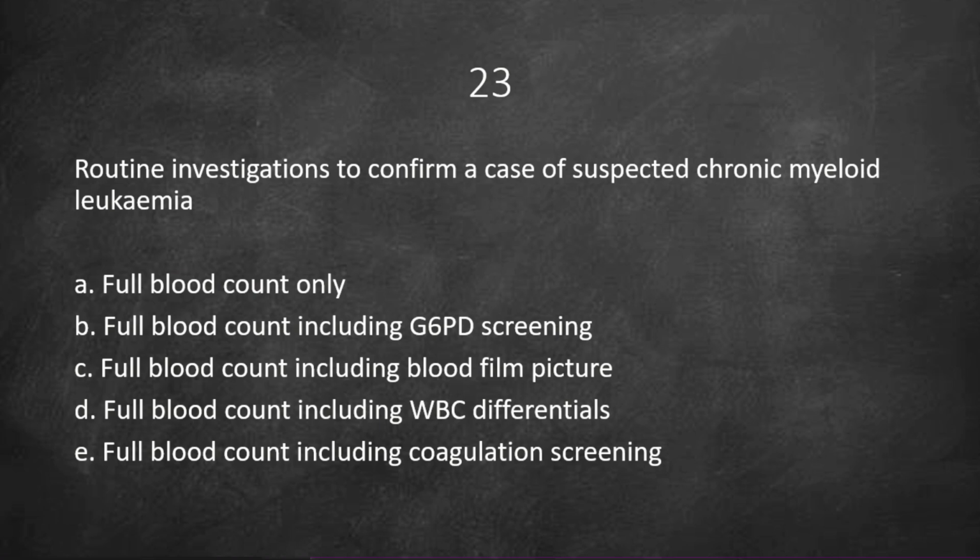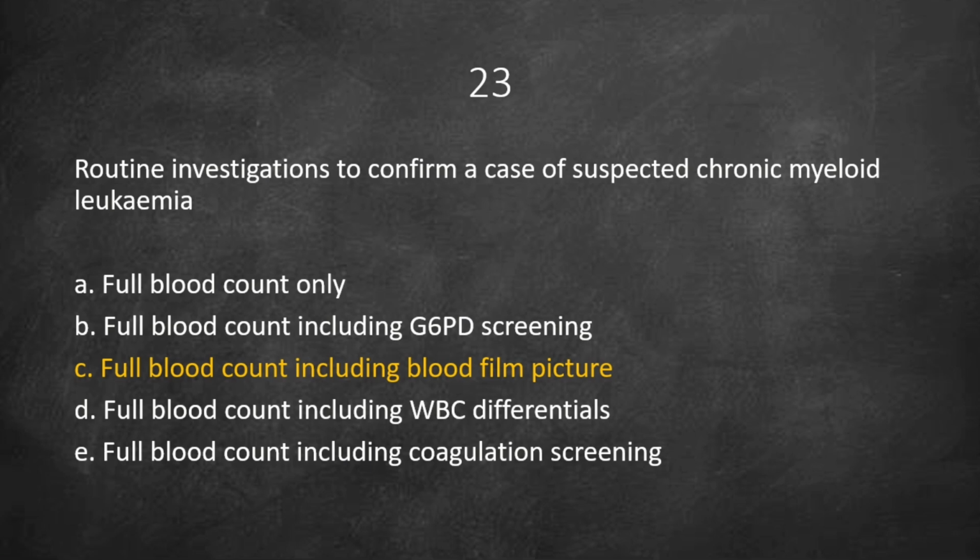It says a routine investigation to confirm a case of suspected chronic myeloid leukemia. A. We'll do a full blood count only. B. We'll do a full blood count including G6PD screening. C. We'll do a full blood count including blood film picture. D. We'll do a full blood count including WBC differentials. And E. We'll do a full blood count including coagulation screening. The correct answer here is of course C.